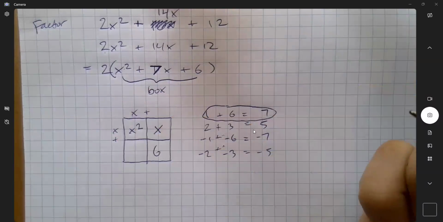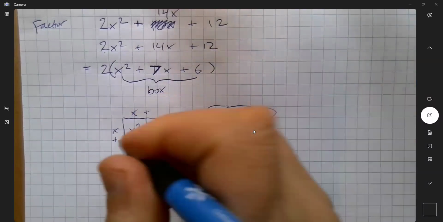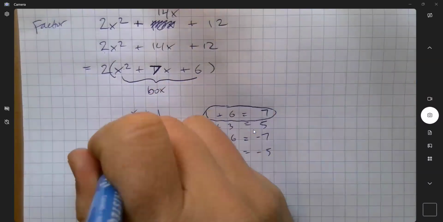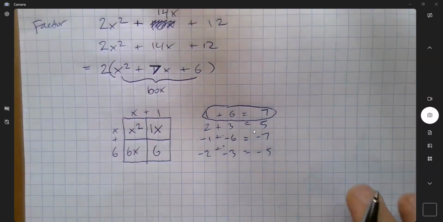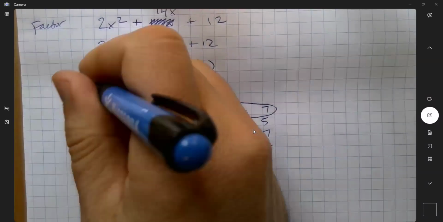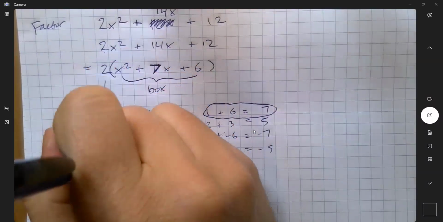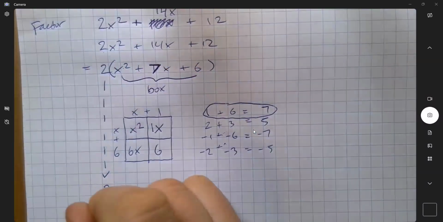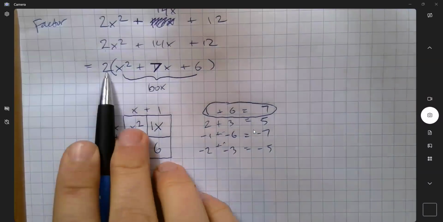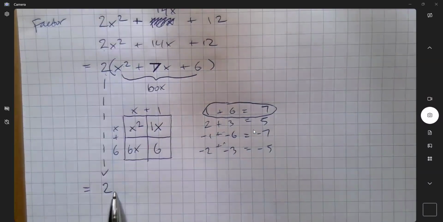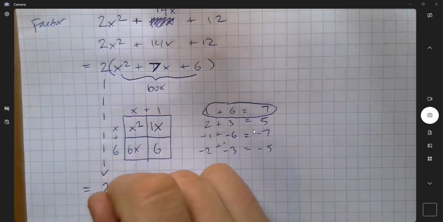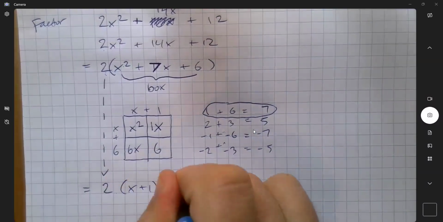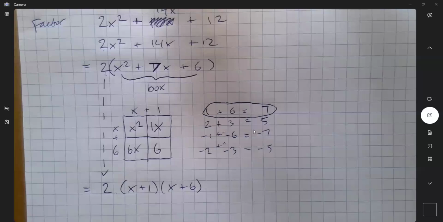So that must mean you have a 1x in that box and a 6x in the other. And your factors are x plus 1 and x plus 6. But don't forget, you still need the 2, because that's still a very important part of your quadratic function. So bring the 2 all the way down, and then build your factors x plus 1 times x plus 6. All right.